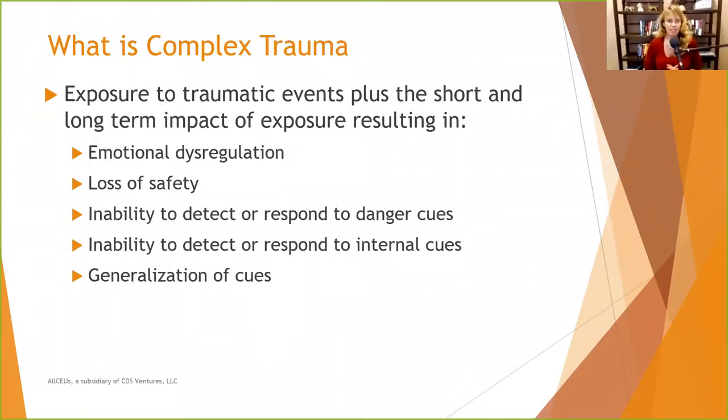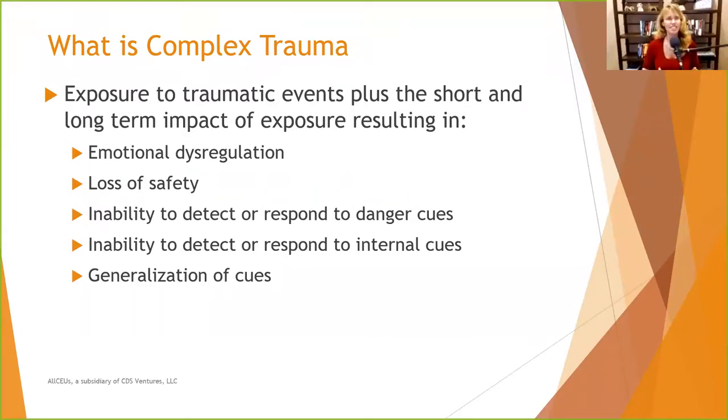So what is it? Complex trauma is exposure to traumatic events plus the short and long-term impact of exposure. So you may be exposed to a traumatic event, but if that significantly impacts the child and the child does not receive support, there are some longer-term impacts because the child still doesn't feel safe. So it can result in emotion dysregulation, loss of safety, inability to detect or respond to danger cues. They may just become oblivious to what's dangerous and what's not. Inability to detect or respond to internal cues.